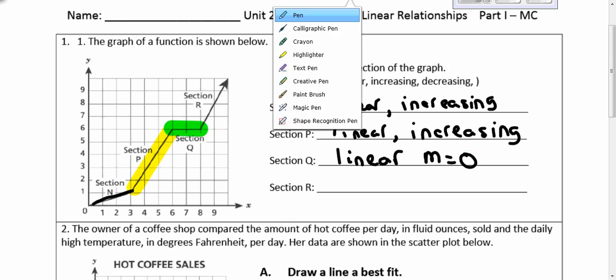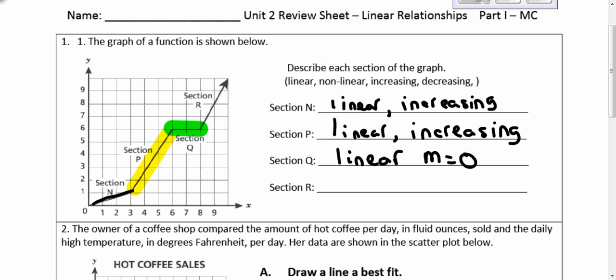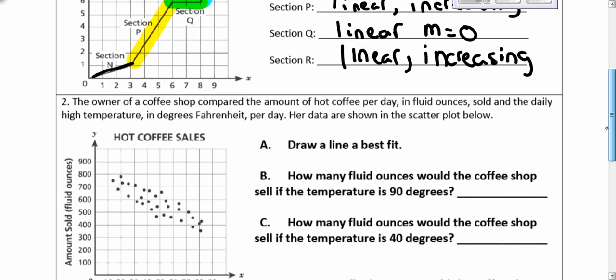And then one more. You got section R is linear and increasing. Increasing because it goes up from left to right. There are no decreasing parts in this graph. Decreasing would go down from left to right.